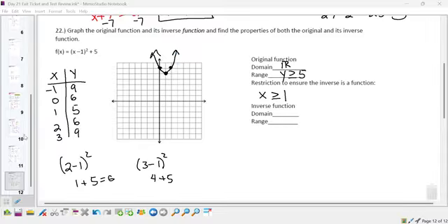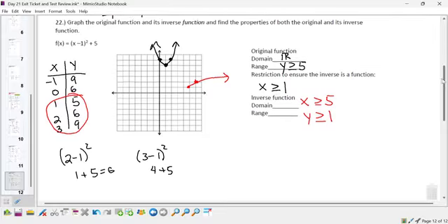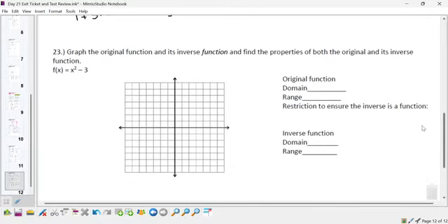Now, when I go to do the inverse, I'm only doing greater than, so I'm just going to use these points. I've got 1, 5, 1, I've got 6, 2, and the other one's going to be over here. So the domain is going to be x is greater than or equal to 5, and the range y is greater than or equal to 1. They're inverse functions, these switch. Not surprised. And then the last question.